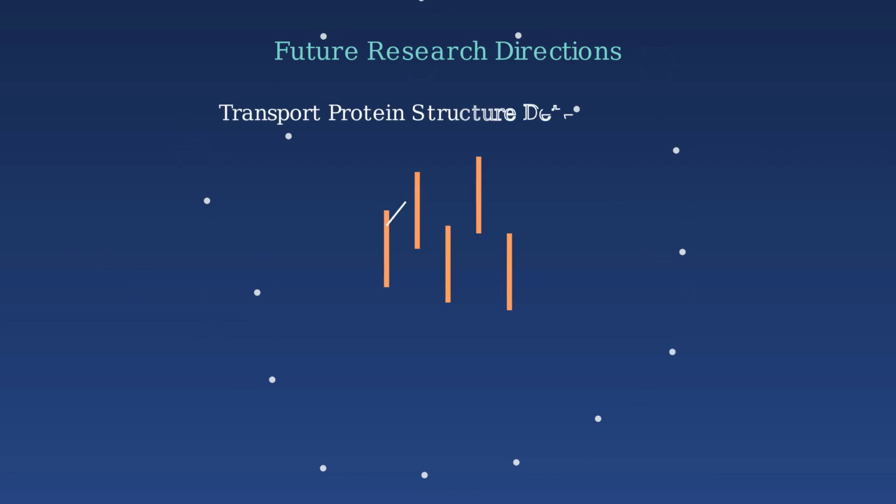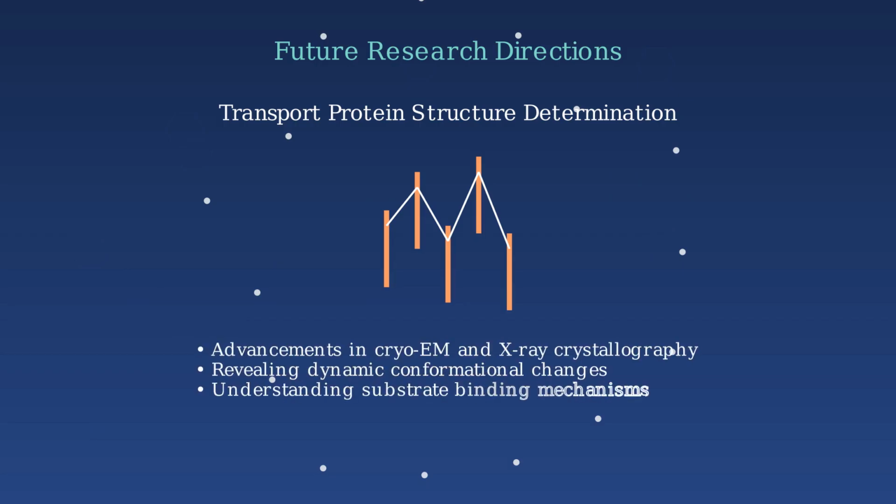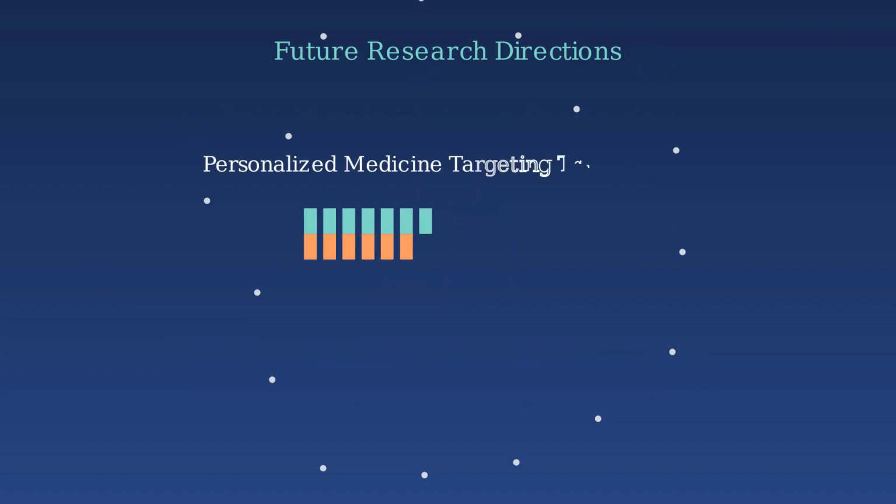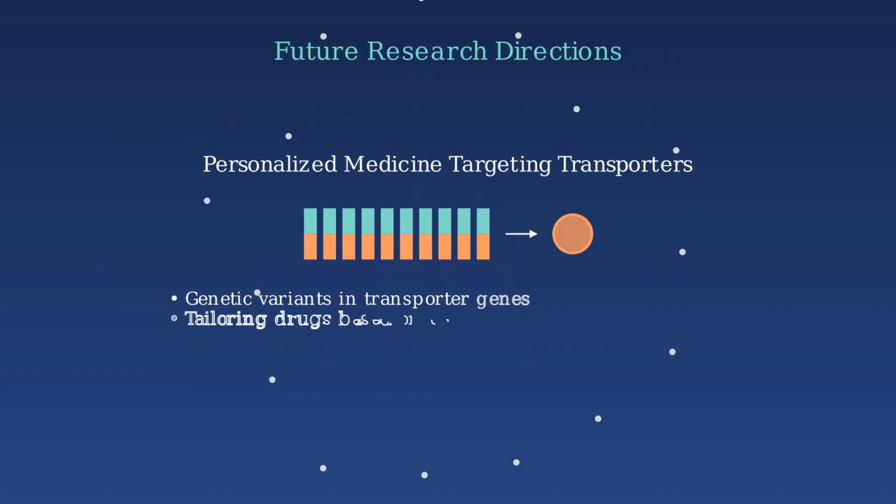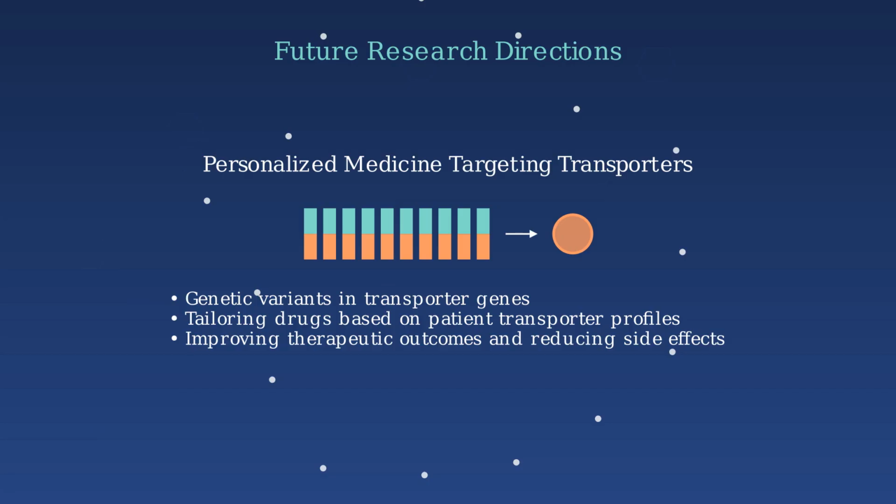One major research frontier is the determination of transport protein structures. Advanced techniques like cryo-electron microscopy are revealing how these proteins change shape during transport. Personalized medicine is another exciting frontier. Researchers are studying how genetic variations in transport proteins affect drug response, enabling tailored treatment approaches.